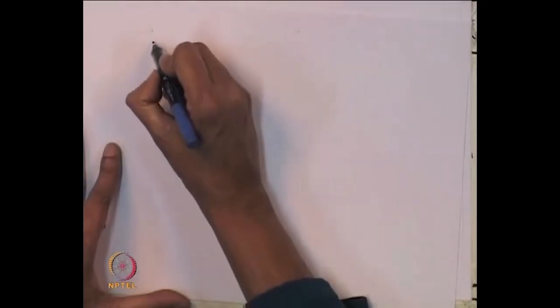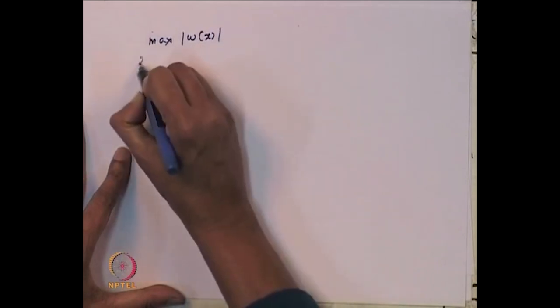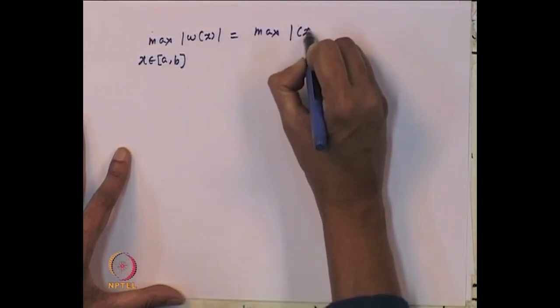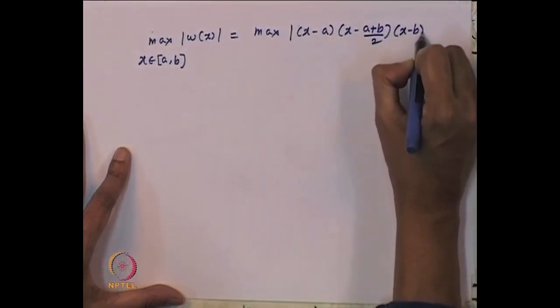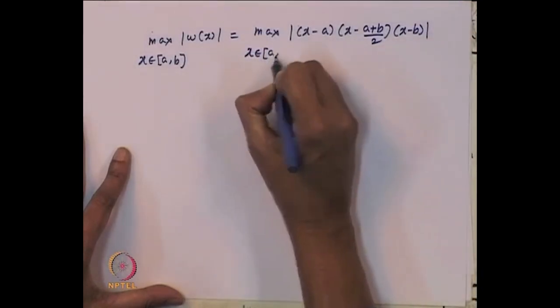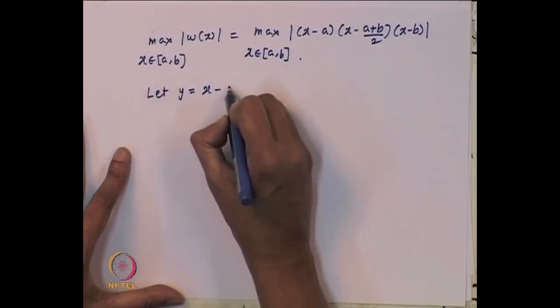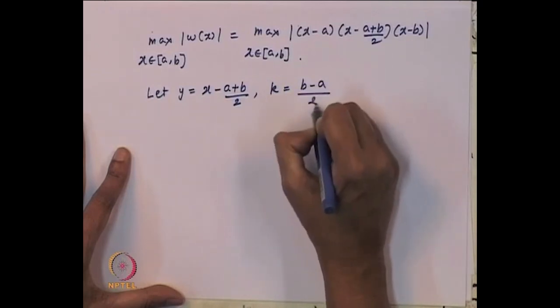So, for the sake of convenience, we will make a change of variable and then we will calculate. So, we have the maximum of the modulus of w(x), x belonging to [a, b], is equal to the maximum of |(x - a)(x - (a+b)/2)(x - b)|, x belonging to [a, b]. So, let y be equal to x minus (a+b)/2 and k to be equal to (b - a)/2.